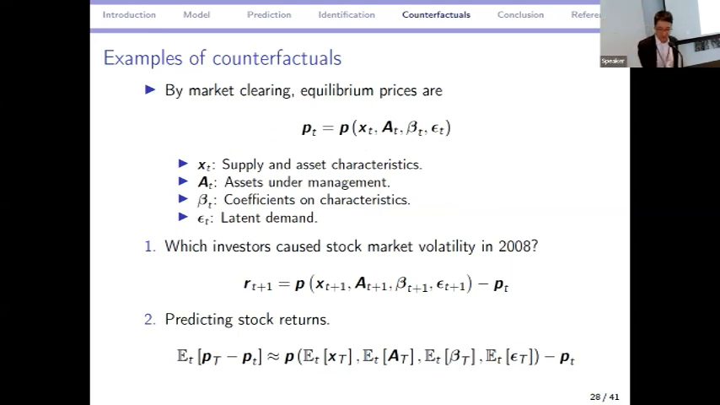Okay, the last part of my talk is focusing on what counterfactuals we can do using this demand system framework. We want to do counterfactuals for 2 reasons. We want to understand why prices move, which is a very ancient question that goes back to Shiller or even before. But we also want to make predictions using demand systems that confirm the structure. Two examples: what caused prices to move during the global financial crisis? And can we use the demand system to predict future returns? So, out of sample predictions.